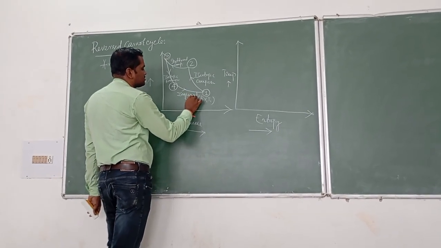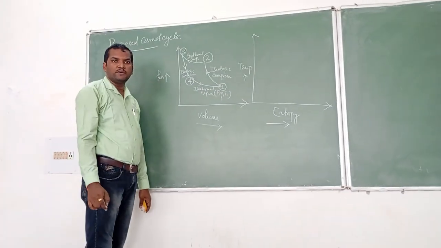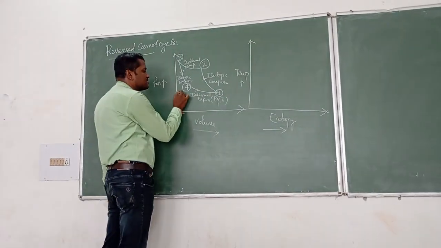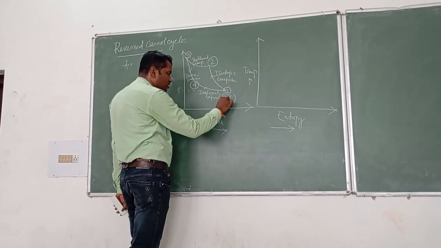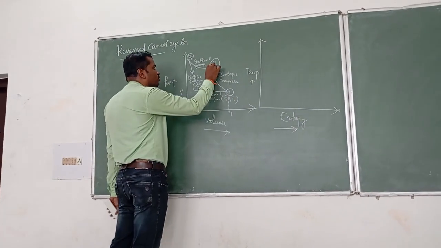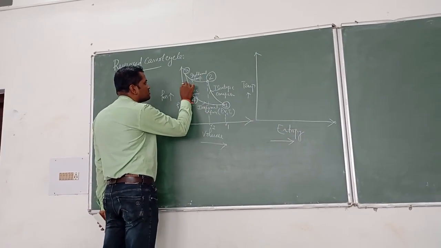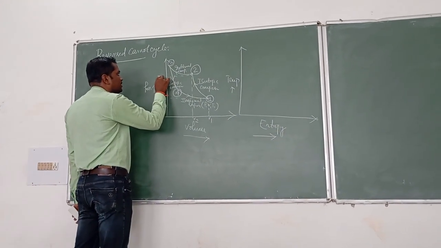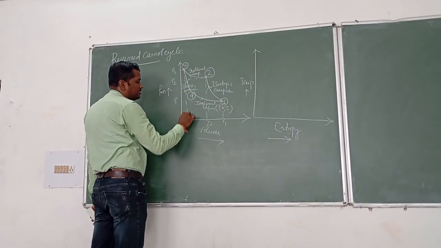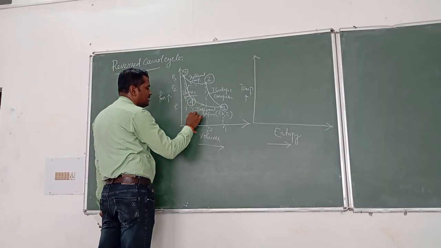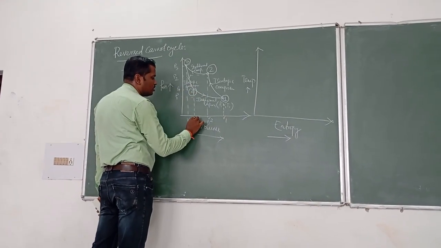Here, according to state 1, the pressure, volume, temperature are P1, V1, T1. On the left, the pressure corresponding to this point is P1, and similarly the volume is V1. This is point 2, corresponding to this volume V2 and pressure P2. At state 3, this is P3 and this is V3. Similarly at state 4, this is P4 and volume is V4.